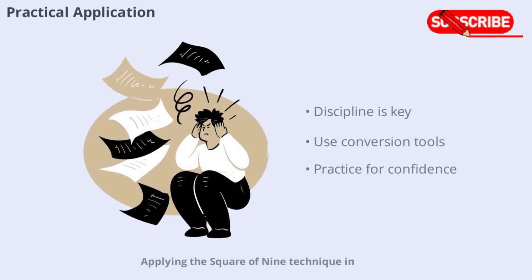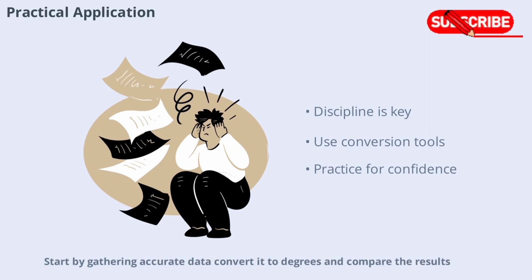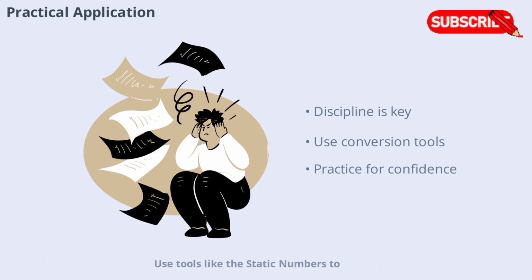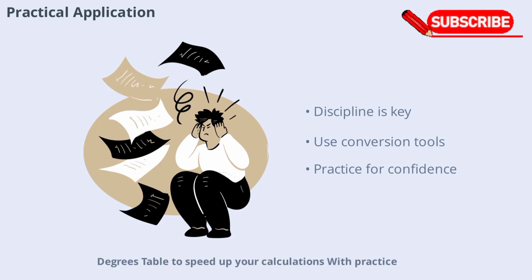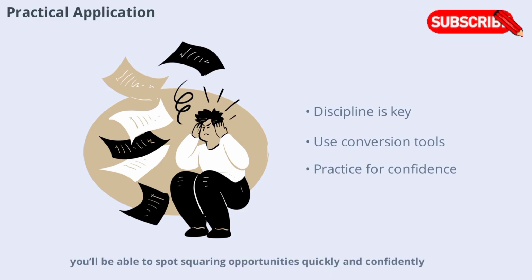Applying the square of 9 technique in real time requires discipline and attention to detail. Start by gathering accurate data, convert it to degrees, and compare the results. Use tools like the static numbers to degrees table to speed up your calculations. With practice, you'll be able to spot squaring opportunities quickly and confidently.